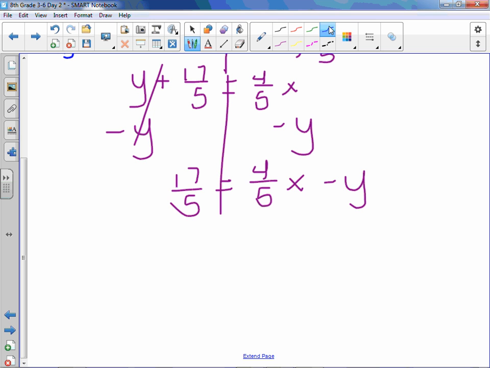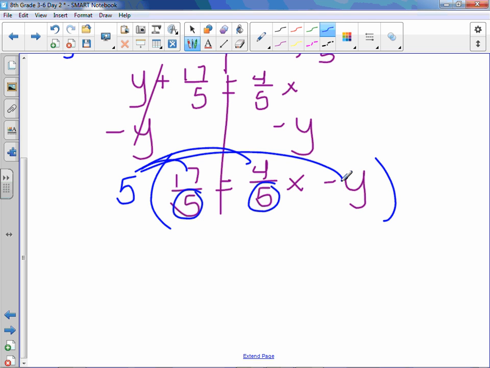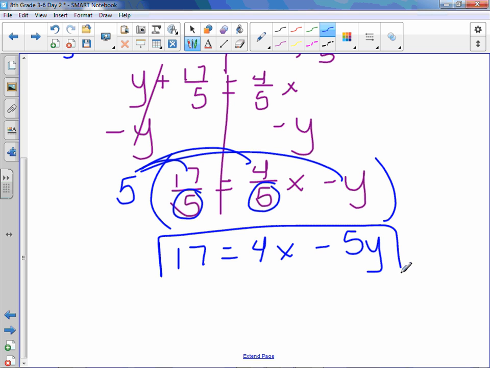Now here we have two fractions, but they are both 5. So that works out. I'm just going to multiply everything by 5. When you multiply by this denominator and it's the same as the number, it really just cancels out. So I'm left with 17 equals 4x minus, and then 5 times negative y is negative 5y. So 17 equals 4x minus 5y.